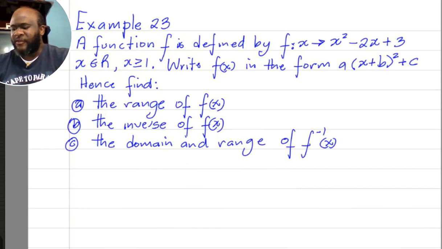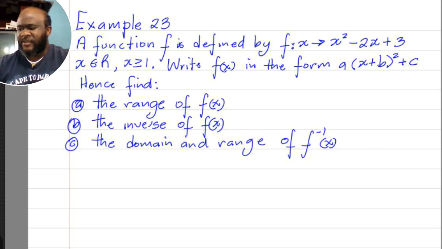Example 23. A function f is defined by f of x is equal to x squared minus 2x plus 3, where x are elements of the set of real numbers and x is greater than 1. Write f in the form a times (x plus b) squared plus c, and hence find the range of f, the inverse of f, and the domain and range of f inverse.